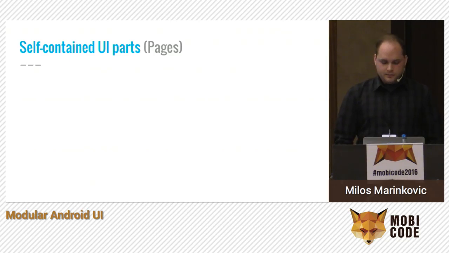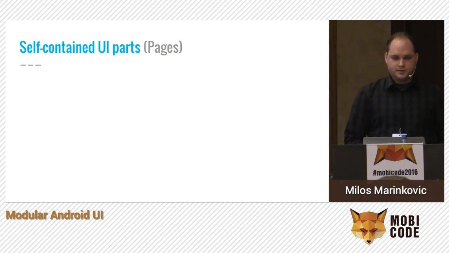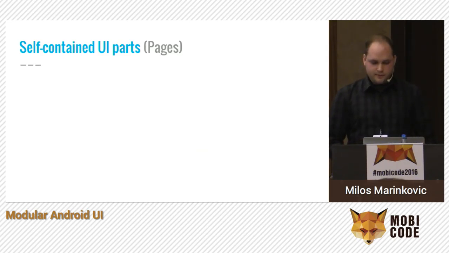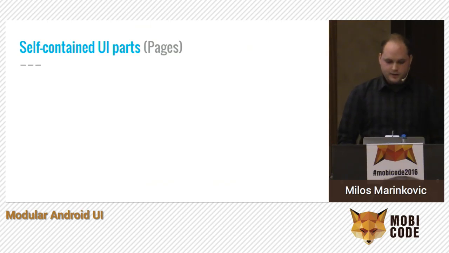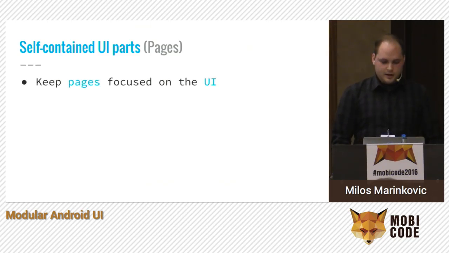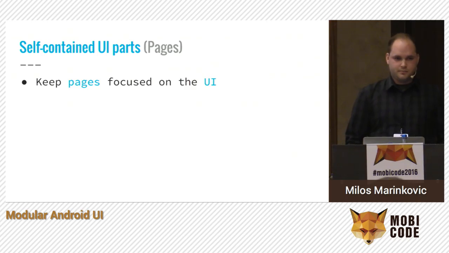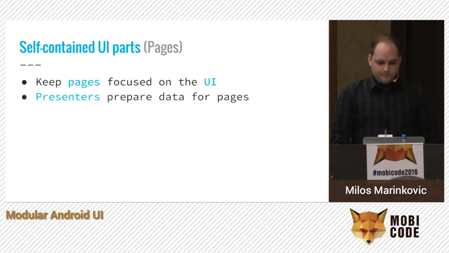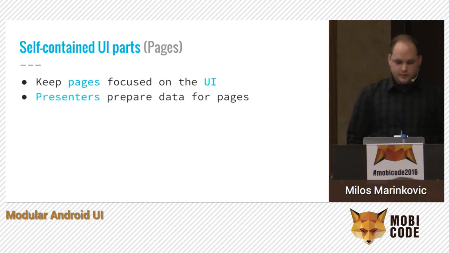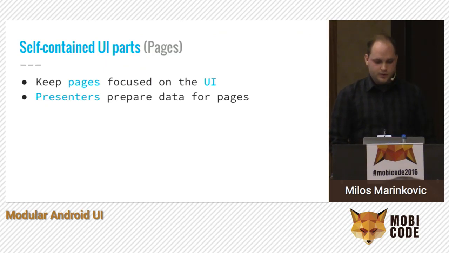So the main part of the framework is something we call pages. I use the terms page, screen. Sometimes I will say fragment, but whenever I say something like that, I mean a self-contained block of UI that just deals with UI, doesn't do anything else. It's plain stupid UI. It has its own presenter. It's mapped one-to-one with its own presenter.